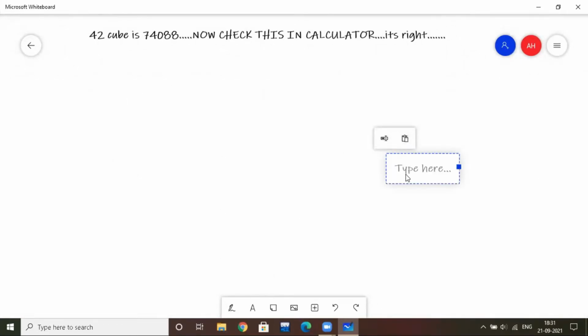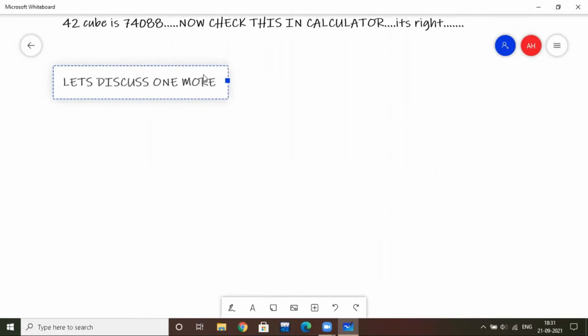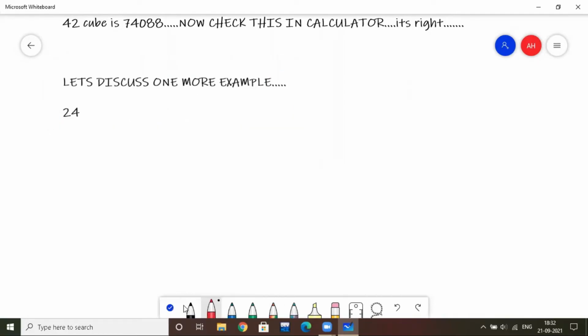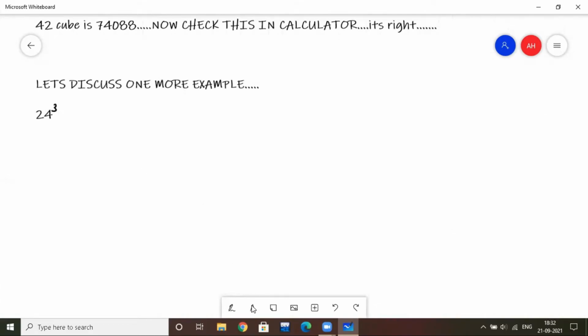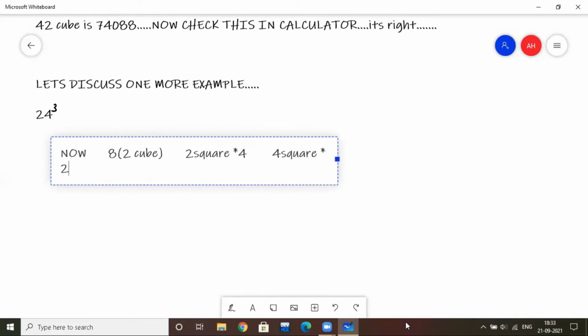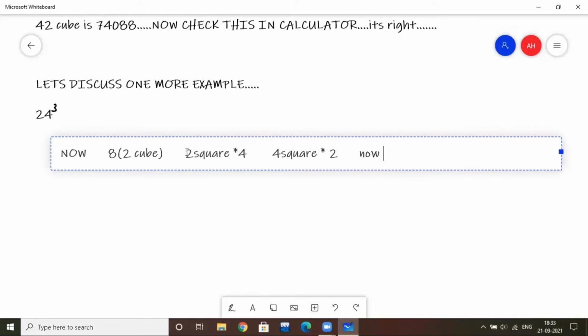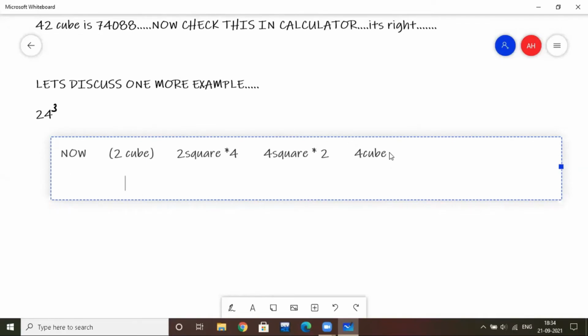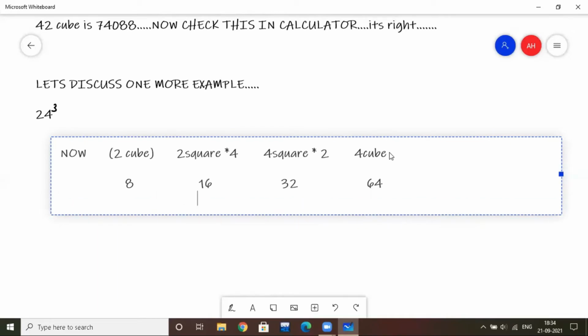Okay, let's discuss one more example. Okay, 24 cube. As I have written above, first we will take the cube of 2, next 2 square into 4, next 4 square into 2, and 4 cube. Yeah, 2 cube is 8, 2 square is 4, 4 into 4 is 16, 4 square is 16 into 2, 32, 4 cube is 64.